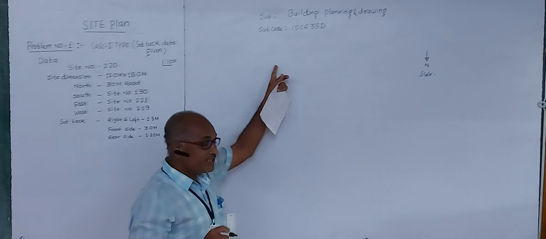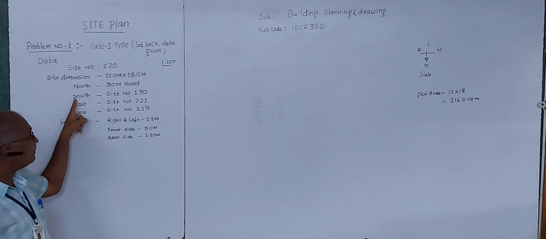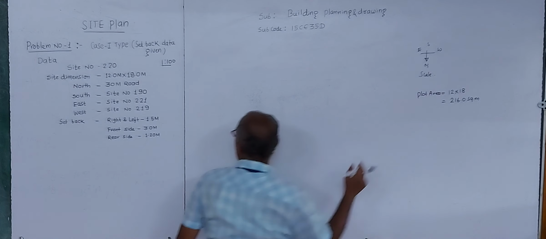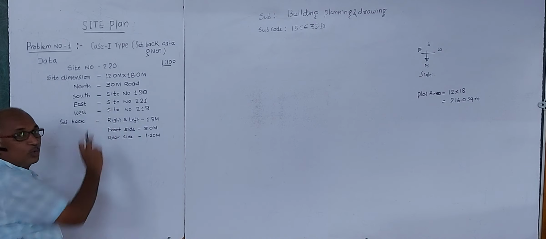Then according to the north direction, suppose this is the north and south and east and west. This north direction is the reference line. According to the reference line, you have to draw the site plan according to the given data. Here the north direction has the 30 meter road, the south will have site 190, the east will be 221 and the west will be 219.